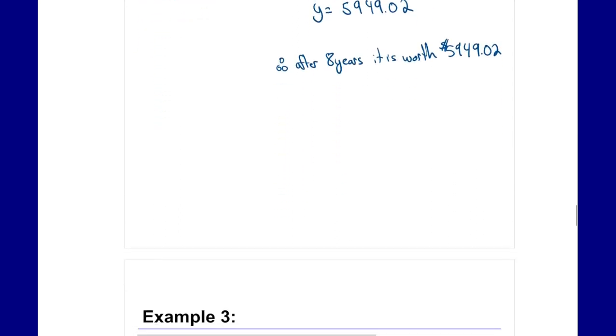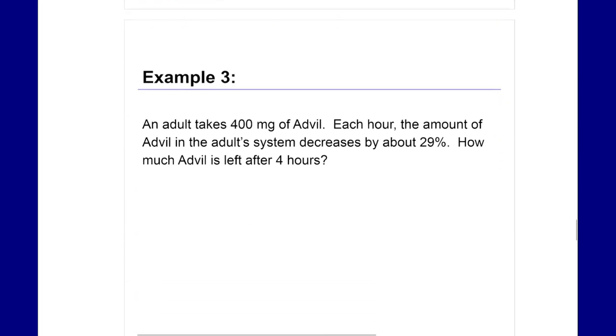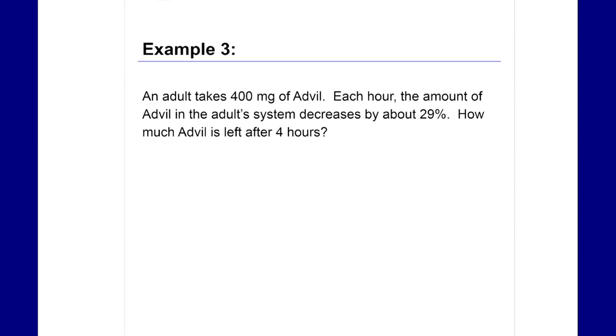So we can also look at this not just in value, but we could also look at it in kind of amount remaining, similar to the half-life, except we're dealing with medicine. So an adult takes 400 milligrams of Advil. Each hour, the amount of Advil in the adult system decreases by about 29%. How much Advil is left after 4 hours?